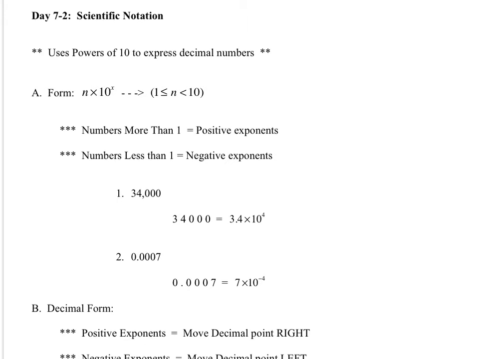The form for scientific notation is n times 10 to the x. What's really important about this form is that the n, and I'm highlighting it so that you really see it, has to be greater than or equal to 1 but less than 10. So it can be 1, 1.1, 1.2, 2.3, 6.9, 9.999. It just can't be less than 1 and it can't be 10 or greater. So you have to be really careful about that.